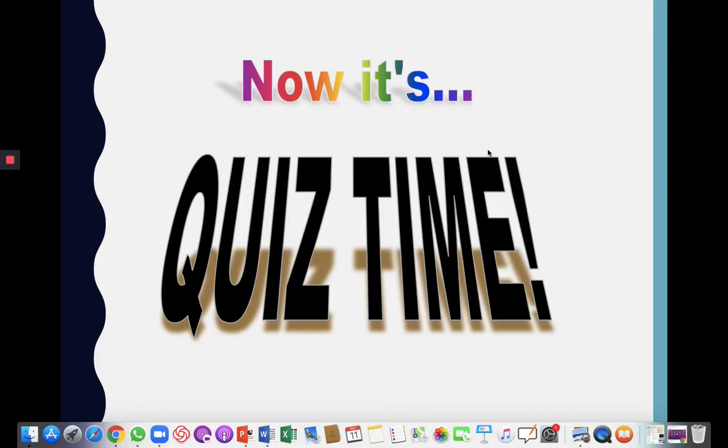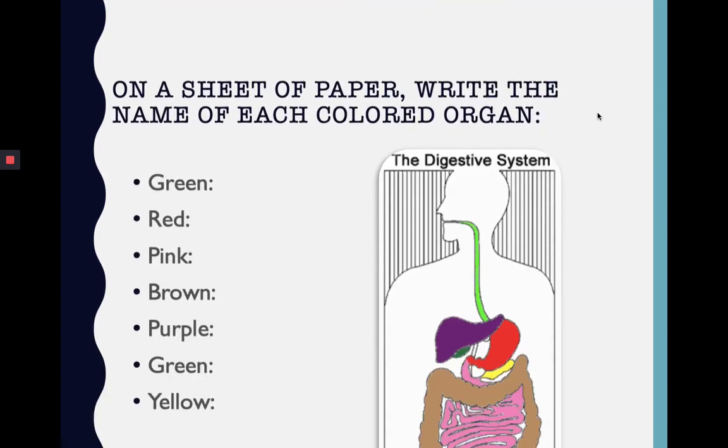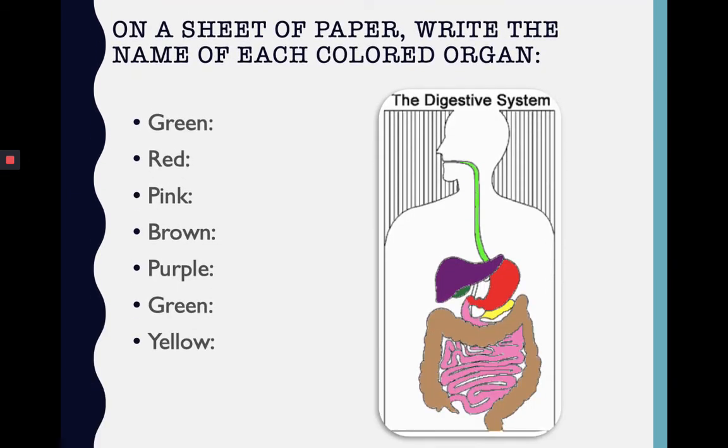So now it's quiz time. Here on a sheet of paper, write the name of each colored organ. So the green one, red one, pink, brown, purple, green, and yellow. All the digestive system tract are colored. The organs are colored. So you're going to just write down which organ is green, which organ is red, and which organ is brown, purple, and yellow.